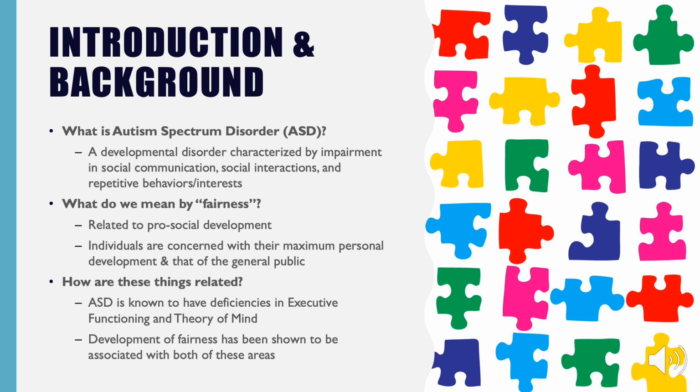Previous research has also shown us that the development of fairness is also related to executive functioning and theory of mind. So this study is really cool in that it's relating two different fields of psychology, social psychology and developmental psychology, and showing us that we have these two qualities related in a very similar way, and the researchers are essentially looking for a correlation between these two characteristics.